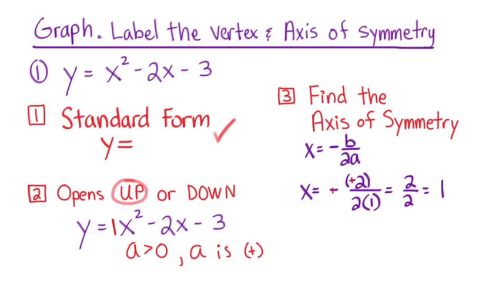Next, we find our axis of symmetry, our negative b over 2a. And in this case, it'll be negative 2 over 2 times 1, which turns out to be a positive 2 over 2, which is just 1.